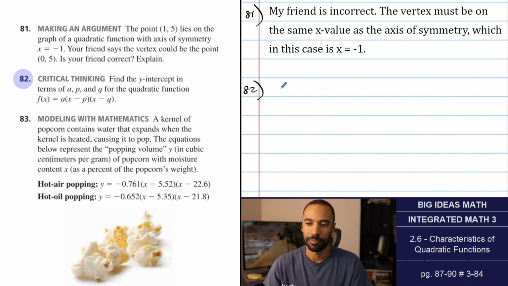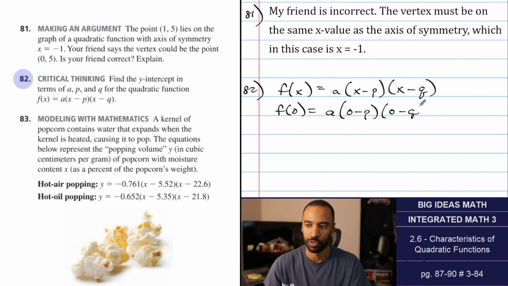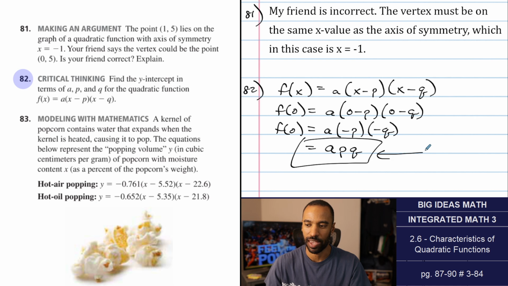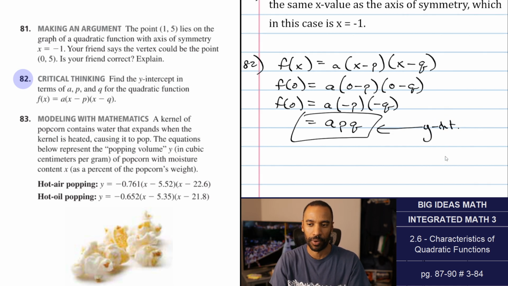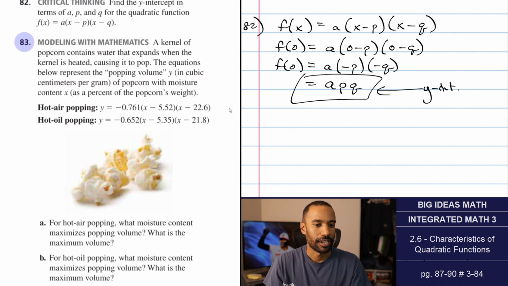If they don't ask me to explain it, this will be really easy to do. I already know the answer, but now I have an easier way to do it. The y-intercept is the value of y when x equals 0. So when I substitute 0 for x, I get a times (0 minus p) times (0 minus q), which is a times negative p times negative q. Negative times negative is a positive, so you're left with a, p, q. So this is the y-intercept in terms of a, p, q. It's the value of y when x equals 0. They don't say explain, so the math should show it. I'm glad a critical thinking problem wasn't long.